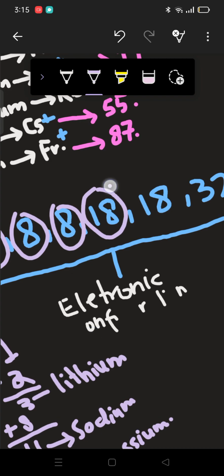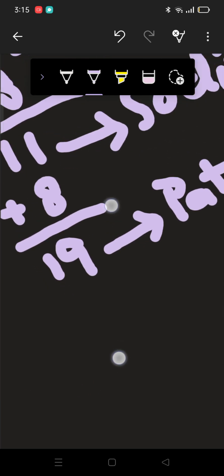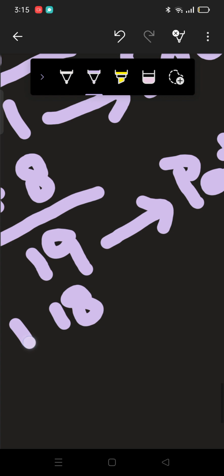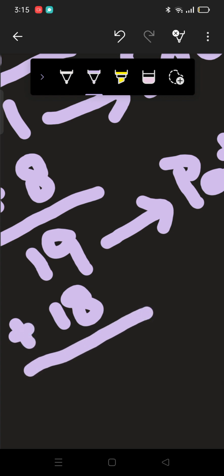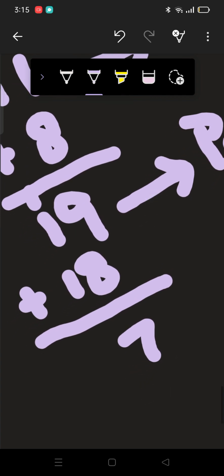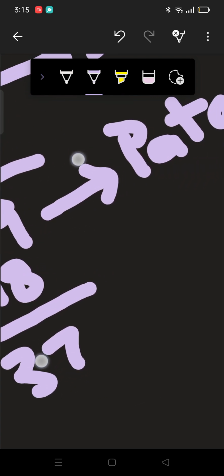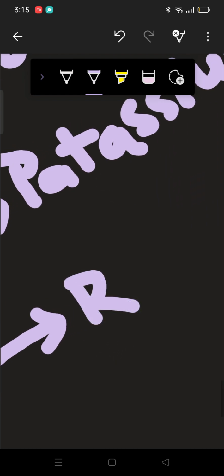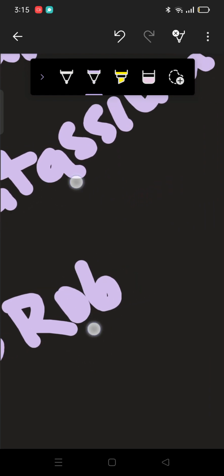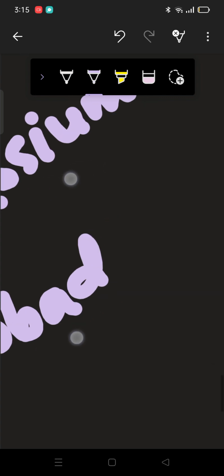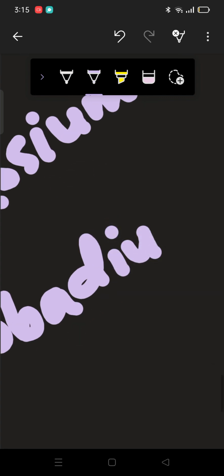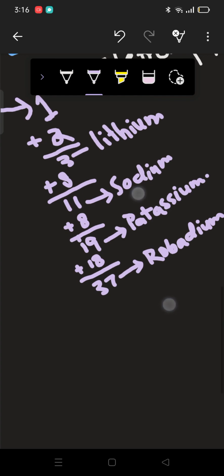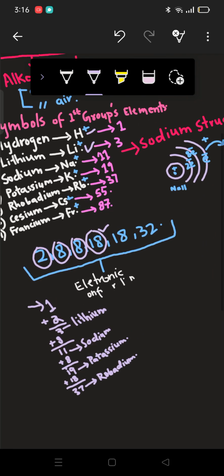Alright, so now we have added 8 as well. Now we have to add this 18 to this 19. So 18 plus 19, 8 and 9 give us 17, 1 up and 7 down, then 3. So 37 is the atomic number of rubidium, which is represented with capital R and small b. Rubidium.